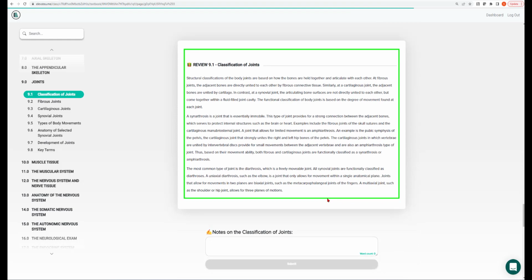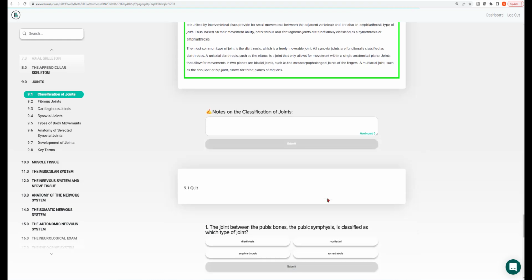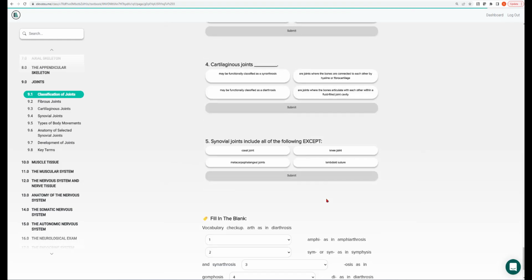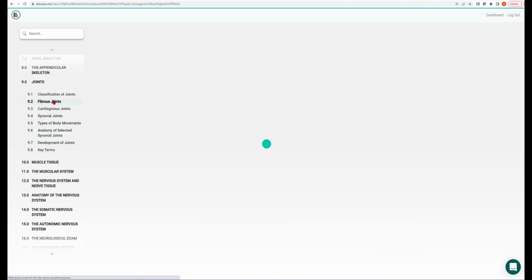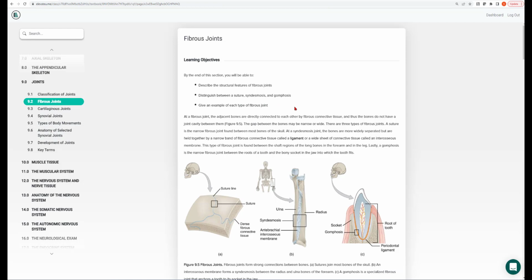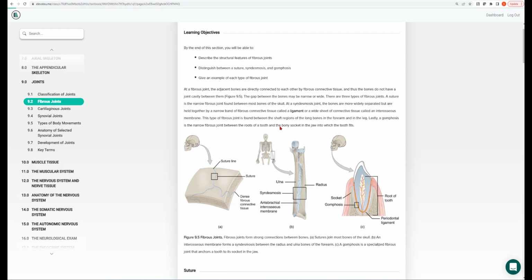So that's a quick review of the ways in which joints are classified. Don't forget to look at the questions and the vocabulary checkup at the end. Let's take a look at the fibrous joints. Fibrous joints are joints that have very little movement. So these fibrous joints are also considered the synarthrosis. There are three key examples.